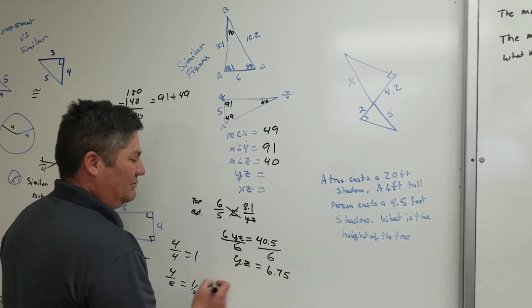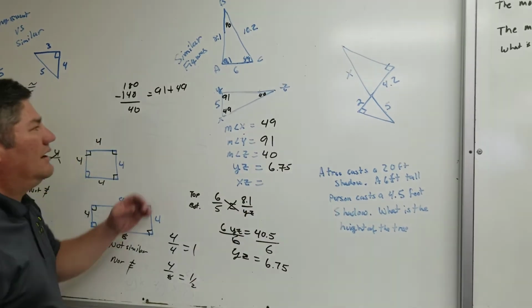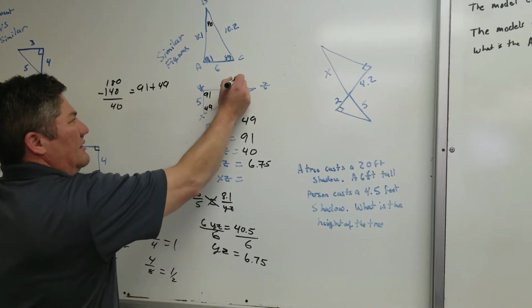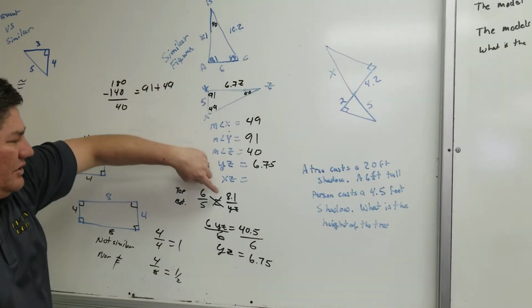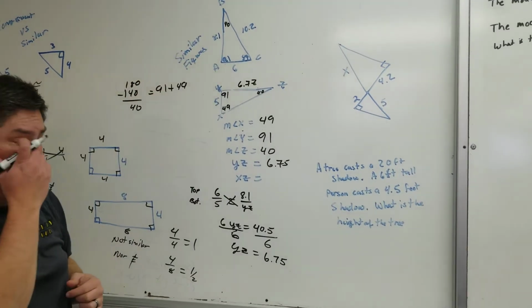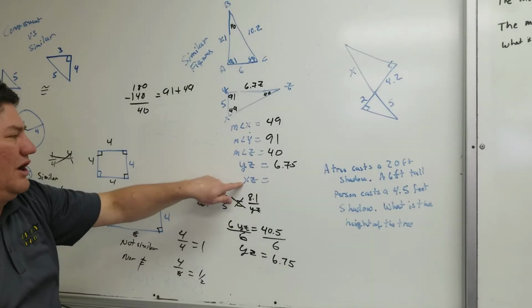6.75 is my length. So that's going to go here. Okay. Again, YZ corresponded to AB. Notice that the top to the bottom, these two were corresponding sides. Same thing is going to happen as I set up my equation to solve for YX.